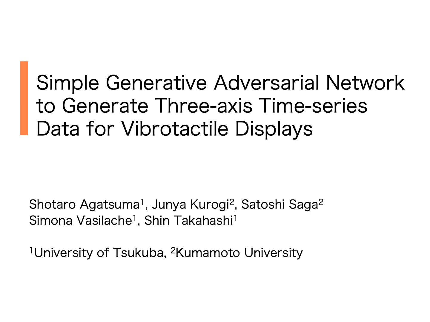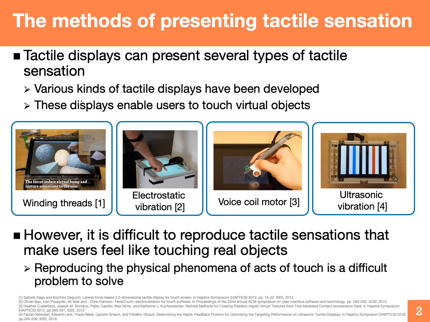Today, we will talk about this topic. Currently, various tactile displays have been developed and a lot of applications that enable users to touch virtual objects. Many kinds of display methods were proposed, for example, winding threads, electrostatic vibration, voice coil model, ultrasonic vibration, and so on. However, it is difficult to reproduce tactile sensations that make users feel like touching real objects. Reproducing the physical phenomena of acts of touch is a difficult problem to solve.